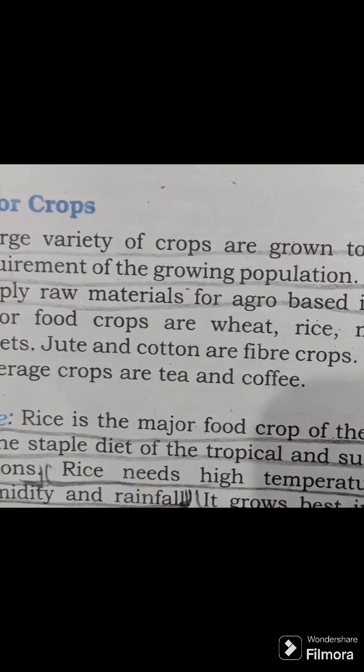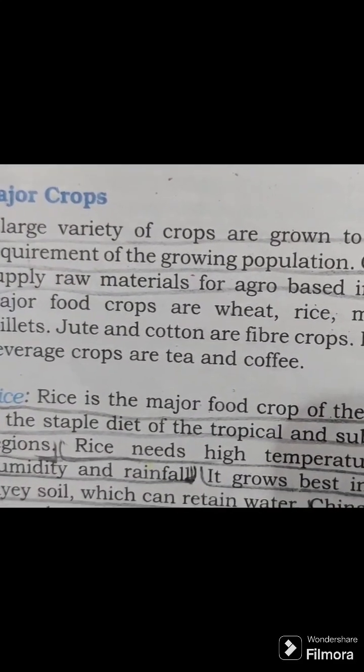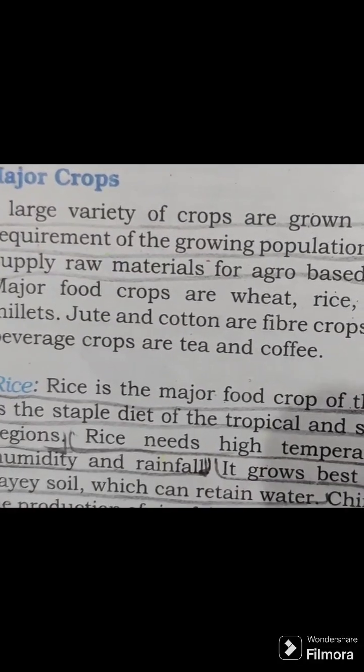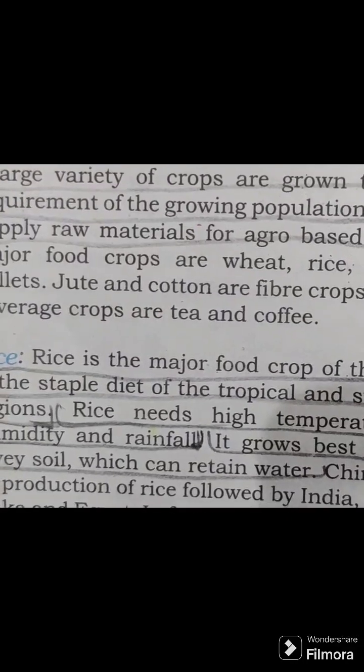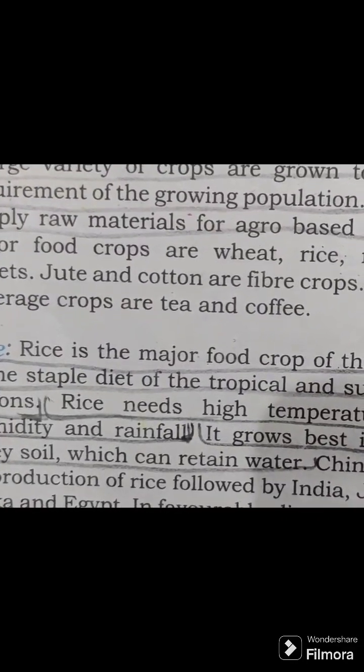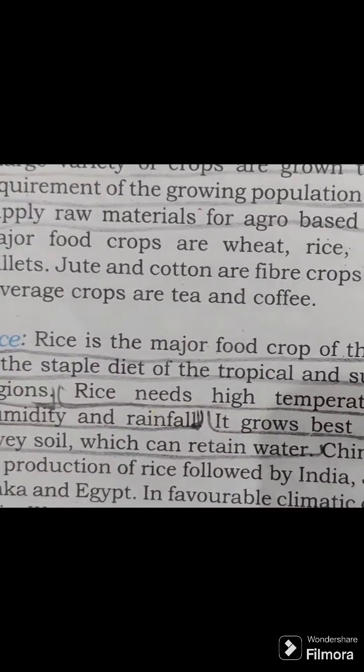Major crops. A large variety of crops are grown to meet the requirement of the growing population. Crops also supply raw materials for agro-based industries. Major food crops are wheat, rice, maize, and millets. Jute and cotton are fiber crops. Important beverage crops are tea and coffee.